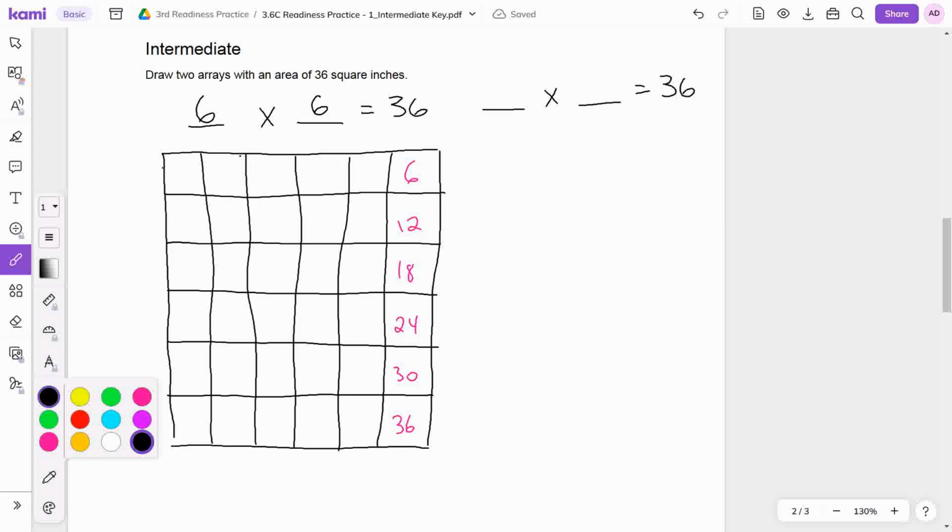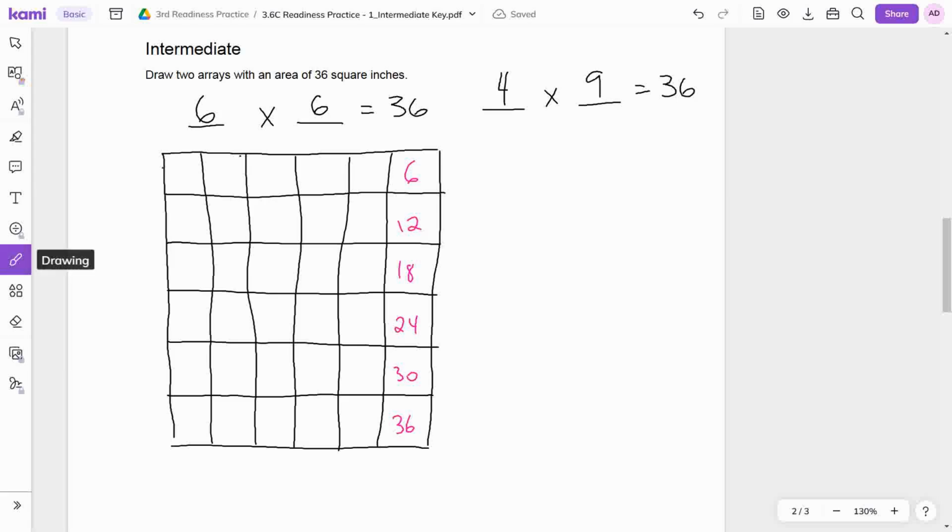If I flipped the two factors, it would still be 6 times 6, so that's the same array. I don't want to do that same one. I could do 4 times 9. There are other options. You could do 2 times 18. You could do 1 times 36 if you really wanted to. So that would be very long and skinny. All right, so let's do a 4 times 9.